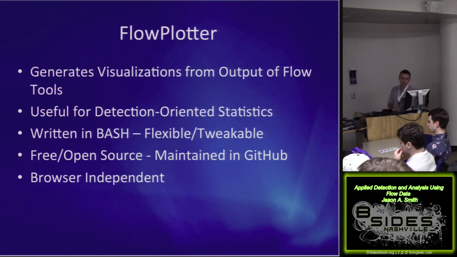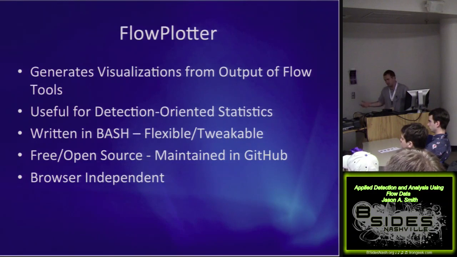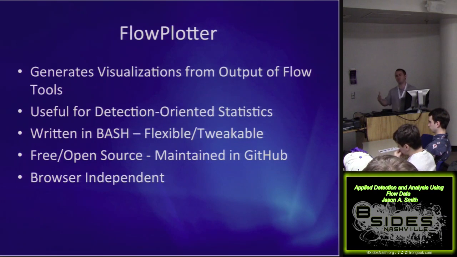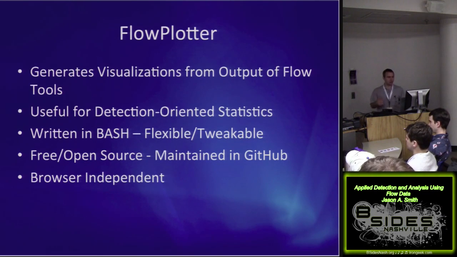It generates visualizations from the output of SiLK. SiLK uses all these piped outputs, and I made Flowplotter such that it works the same way. So you might have that same exact filter. You just pipe it to Flowplotter with some options, and you'll get a chart. And I'll show you some charts in a minute.